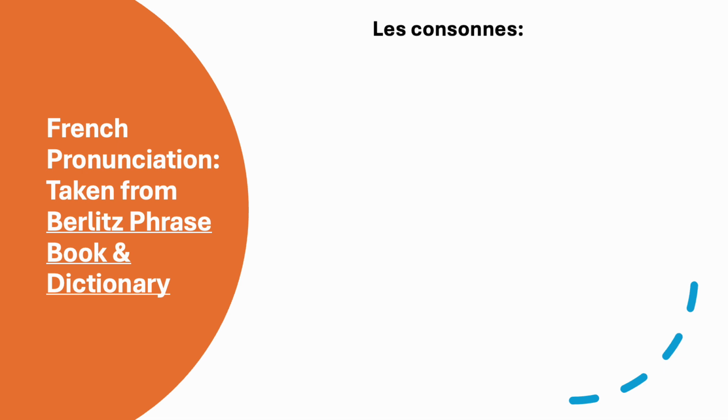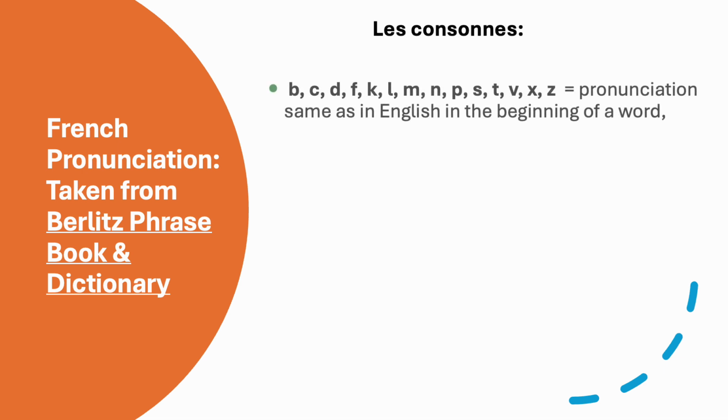Les consonnes. B, C, D, F, K, L, M, N, P, S, T, V, X, Z are pronounced as they are in English if they are at the beginning of a word.